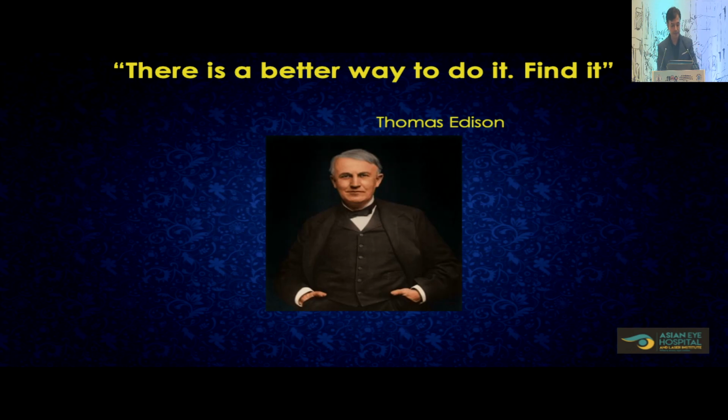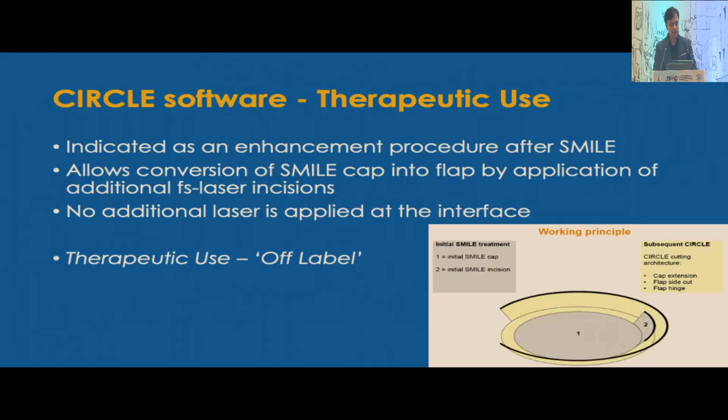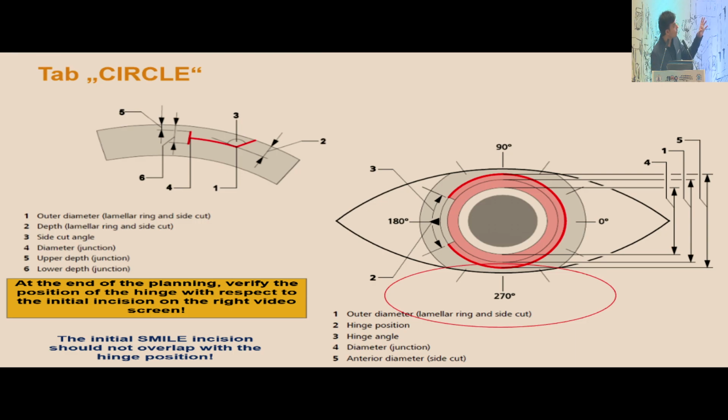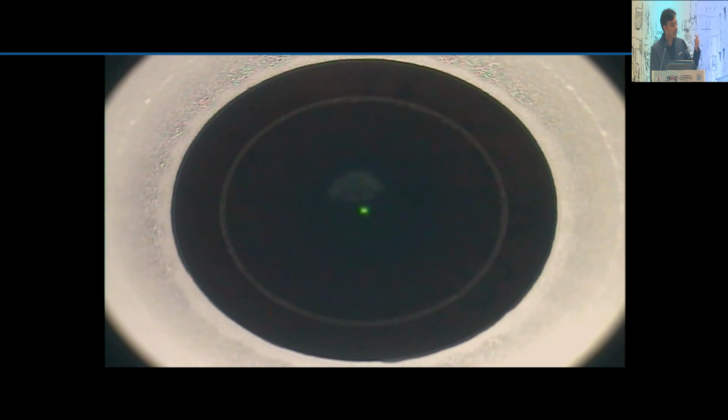As Thomas Edison says, there is a better way to do it, and we have to find it. So in this case, we used in a novel way the Circle software, which is typically used as an enhancement modality for SMILE, which allows the conversion of a SMILE cap into a flap by additional femtosecond laser pulses which come in a donut fashion. This is how the Circle software works, and there is something called a junctional cut which goes 10 or 20 micron above and below the junction of the side cut of the new Circle donut versus the initial lamellar cut, and you can open up the same lamellar flap.